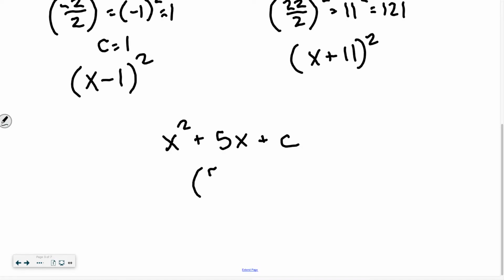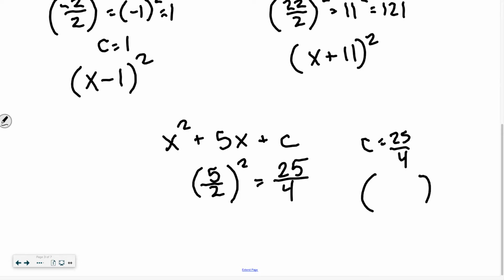The only thing about this is that it doesn't come out nice, right? So you could certainly say it's 2.5 squared. I'm also okay with fractions, and the more you're okay with fractions, the easier your higher level math is going to be, because a lot of times we leave stuff in fraction form. So I'm just going to leave it as 5 halves squared, and then I square the numerator and square the denominator. So that's really 25 over 4. Okay, so c, the number that completes the square, is 25 over 4.